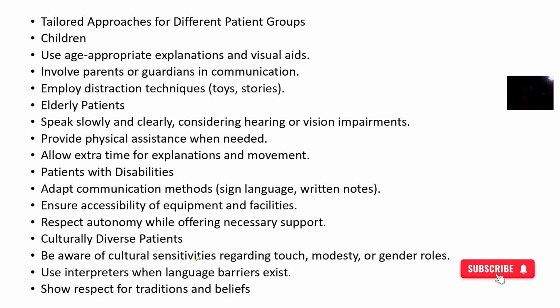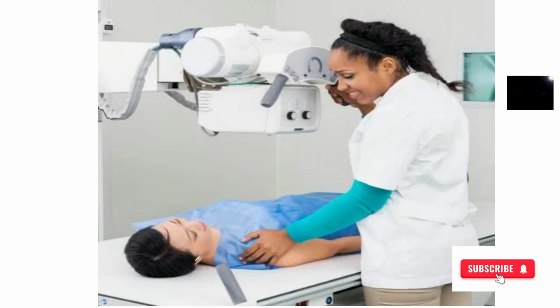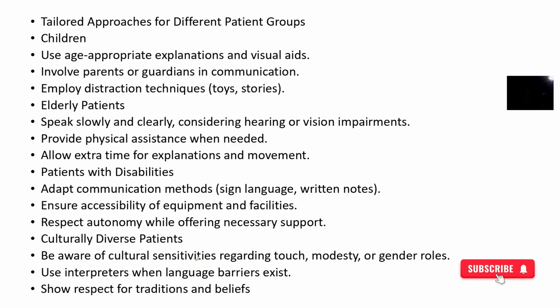Okay, so a tailored approach to different groups. What you do to a baby is different from what you do to an adult. So for children, you use appropriate explanation and visual aids. You also involve their parents in it. Then sometimes you might want to use toys that will distract them from always feeling as if there'll be pain, there'll be pain, there'll be pain.